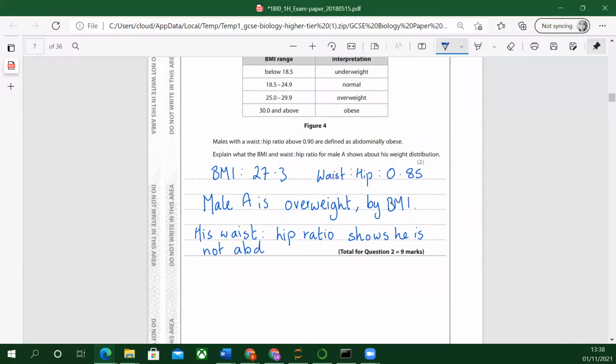Abdominally, it's up there, I can't remember how to spell it. The word is up here. So that means there's a little bit of extra here. So the weight distribution is not around his vital organs. Around the abdomen, you've got the vital organs. So the weight distribution is not around his vital organs.